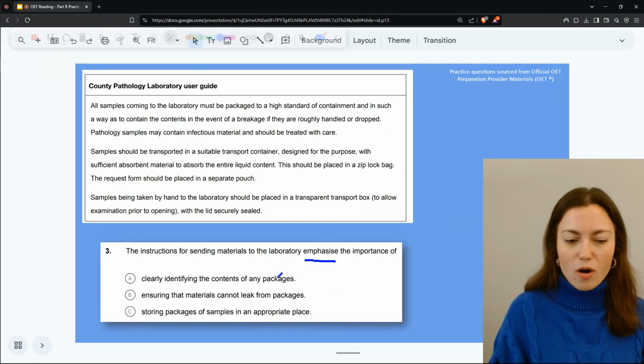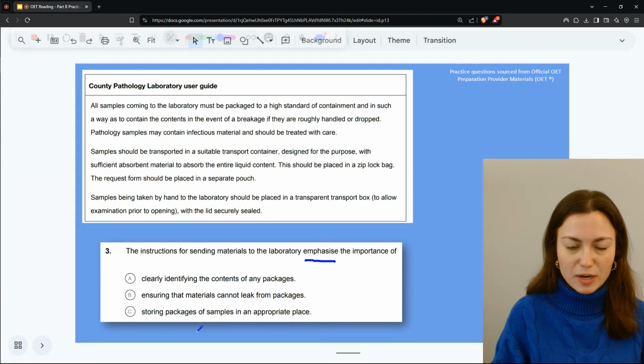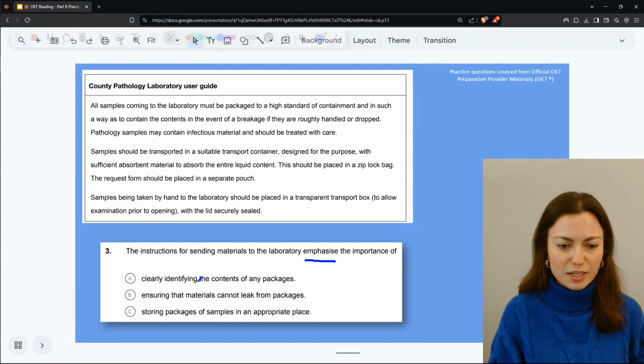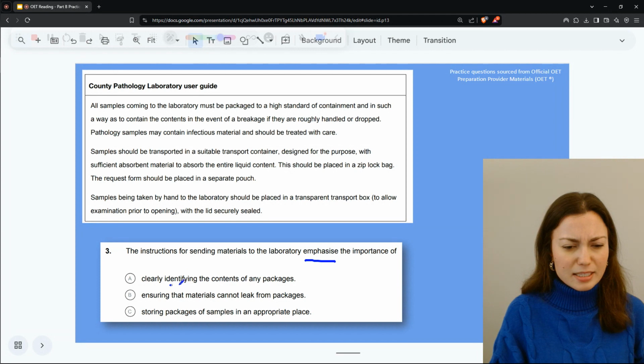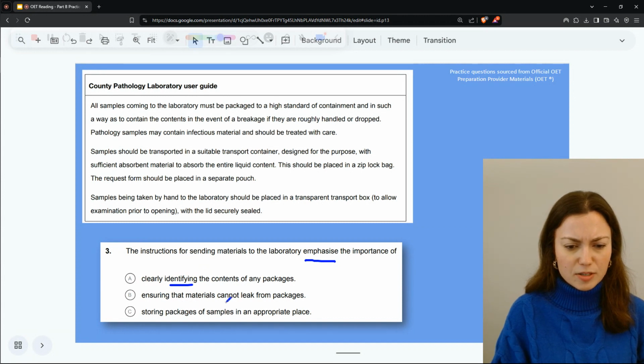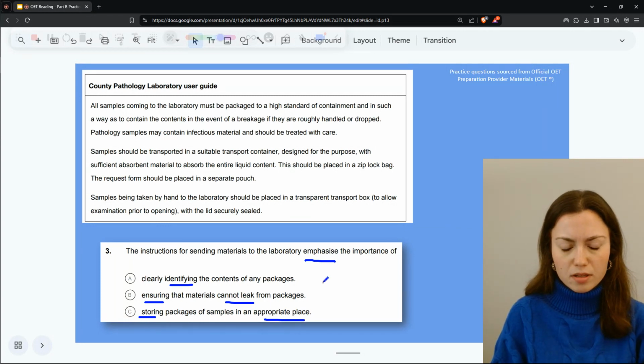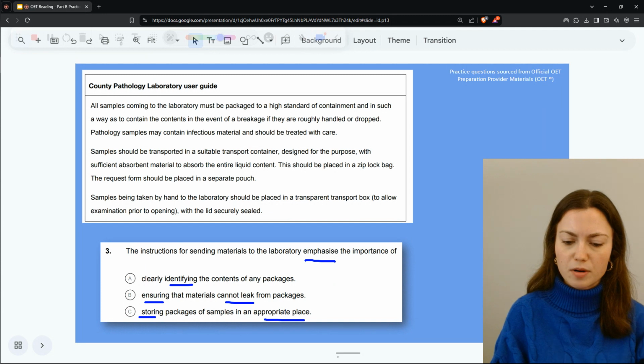All the options here are about this package, right? Because the text is talking about this package, and sorting through the difference between the options is a bit challenging. So again, A is clearly identifying the contents of any packages. The keyword is the identification here. B is ensuring that materials cannot leak from the packages. C, storing packages of samples in an appropriate place. So is it identification, ensuring they're not going to leak, or storing in an appropriate place?